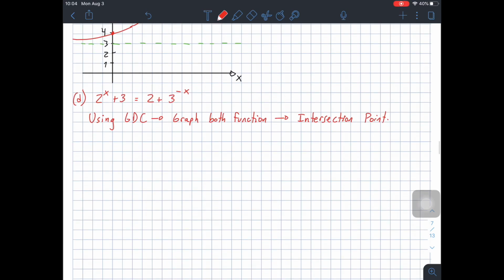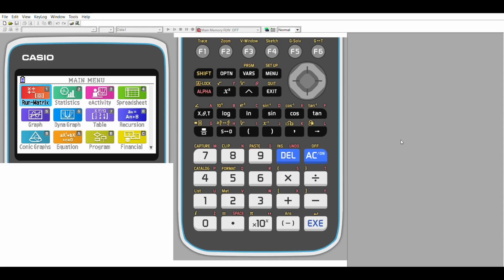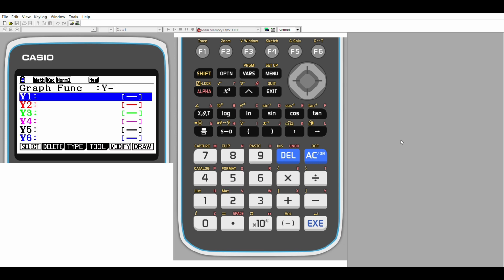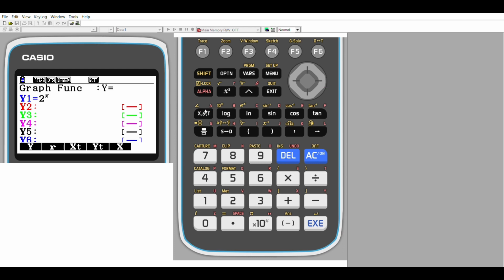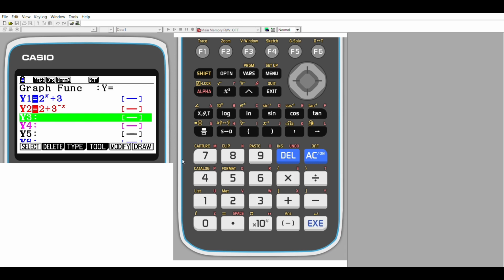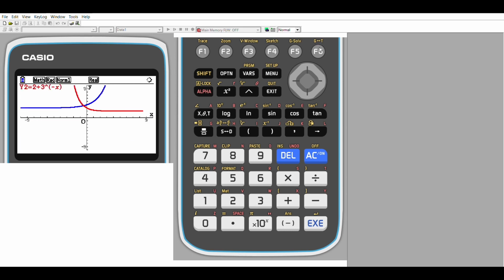Okay, so if we go to the calculator, we're going to go to menu graph, menu 5, and we're going to plot both functions, right? The one on the left and the one on the right. The one on the left was 2 to the power of x plus 3, and the one on the right was 2 plus 3 to the power of negative x. Obviously, we need to write this as separate functions because we want to graph both and find the intersection point. So after plotting both functions, we click on draw, F6, and there you have, right?